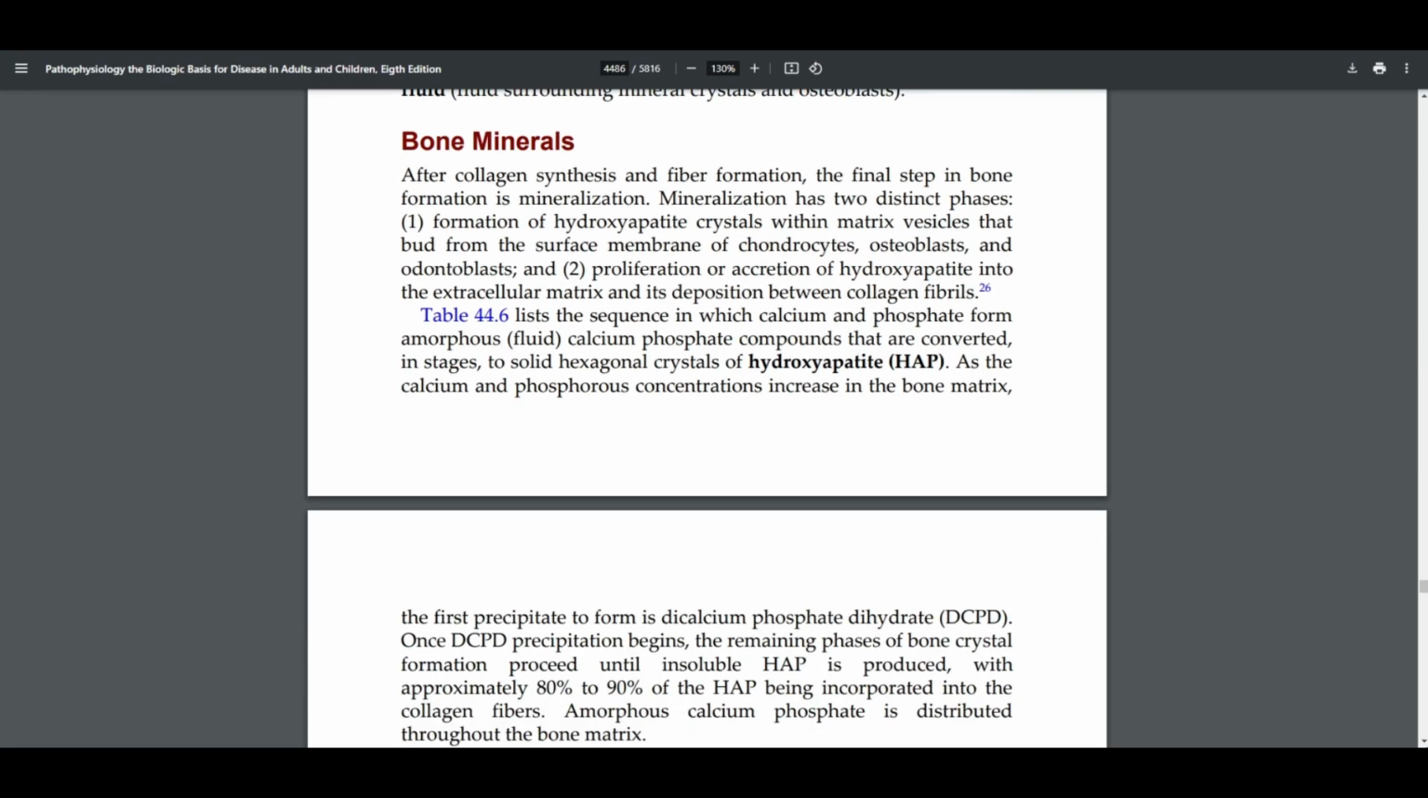Now bone minerals. After collagen synthesis and fiber formation, the final step in bone formation is mineralization. Mineralization has two distinct phases. One is the formation of hydroxyapatite crystals within matrix vesicles that bud from the surface membrane of chondrocytes, osteoblasts, and odontoblasts. And part two is the proliferation and accretion of hydroxyapatite into the extracellular matrix and its deposition between collagen fibrils.